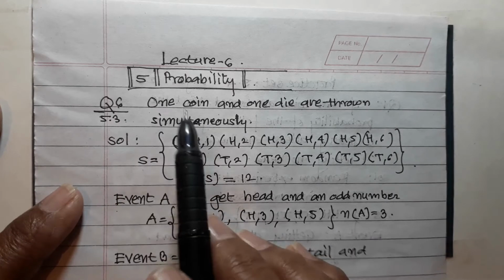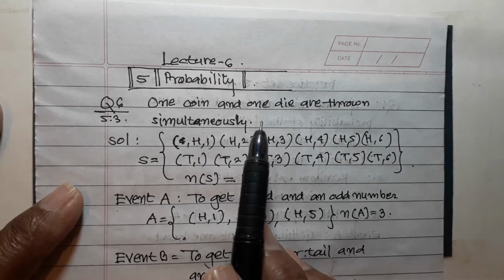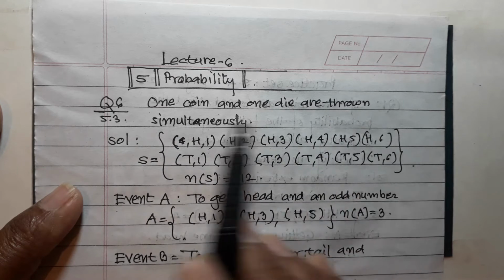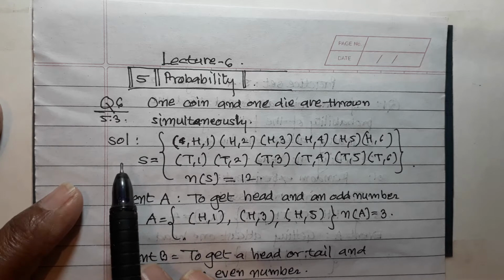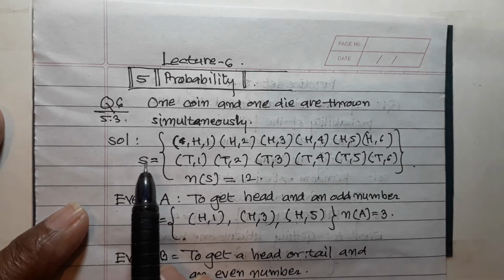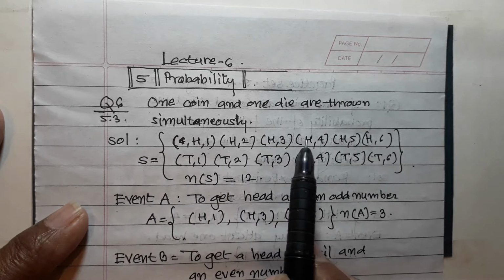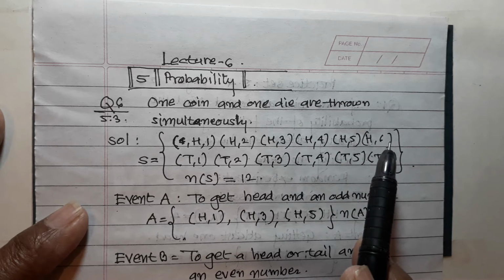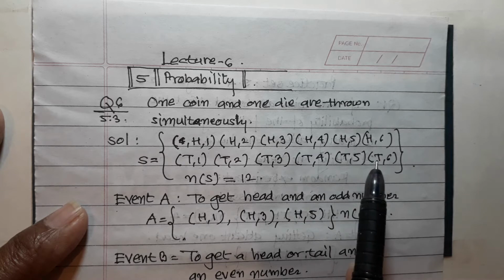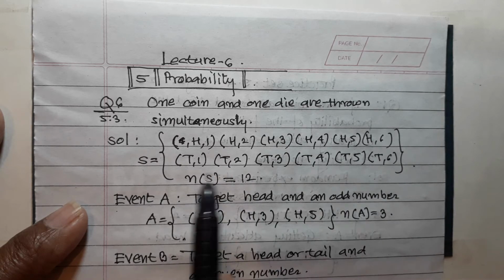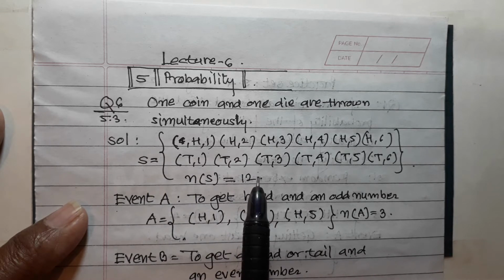Question number 6. One coin and one die are thrown simultaneously. So this is a random experiment given. Solution. Sample space S is equal to {H1, H2, H3, H4, H5, H6, T1, T2, T3, T4, T5, T6}. So in all there are 12 outcomes and therefore n(S) is equal to 12.